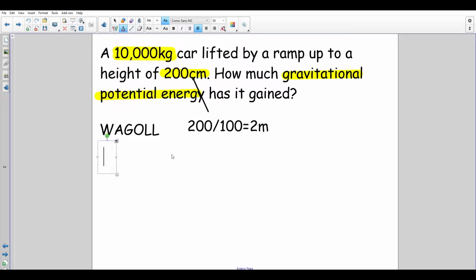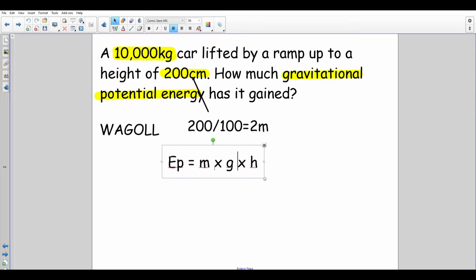So our first step after we've read it is to write our formula down. I'm going to write it shortened, and I suggest you do the same because it saves you some time. So Ep, gravitational potential energy, equals mass times gravity times height. Okay, so mass times gravity times height. So go through. Do we know the energy yet?